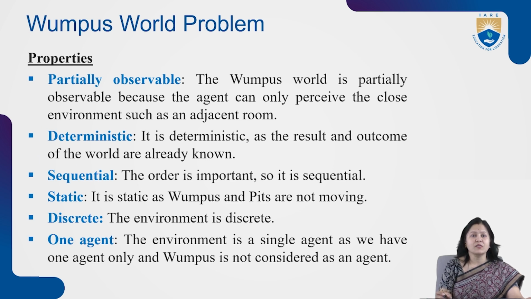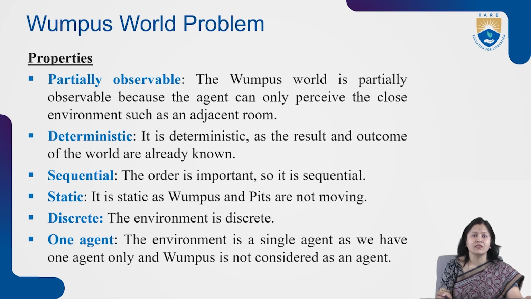Second one is deterministic. Deterministic means if the result of all actions can be determined in advance, then it is called deterministic. Already we know the result and the outcome of the world, so that is why the problem is deterministic.